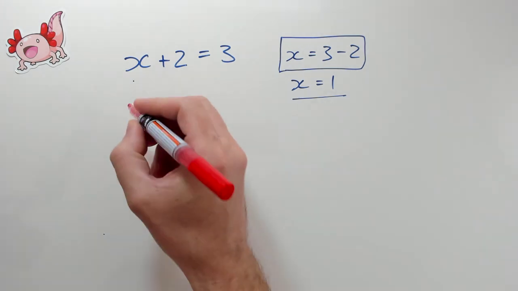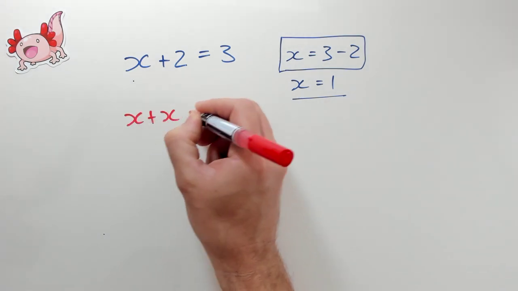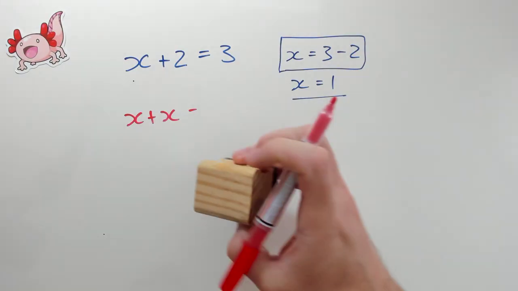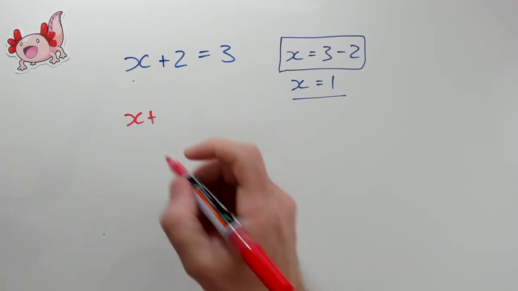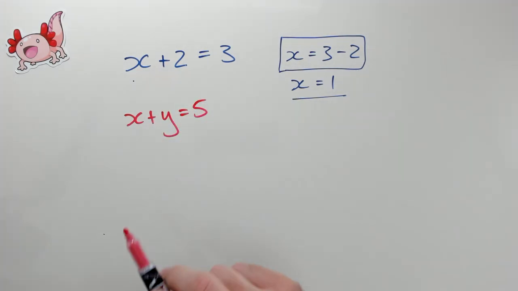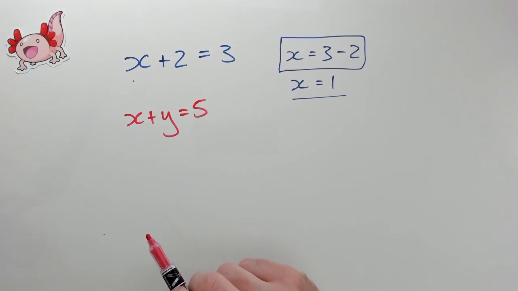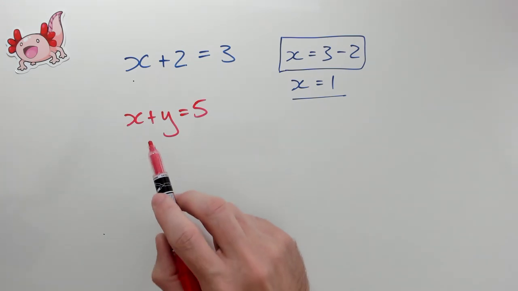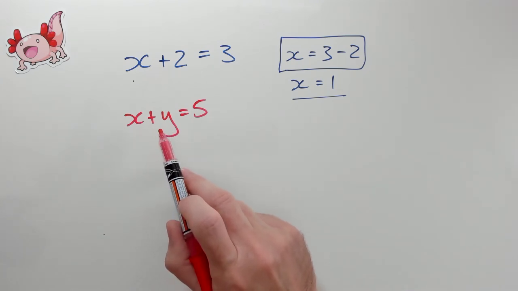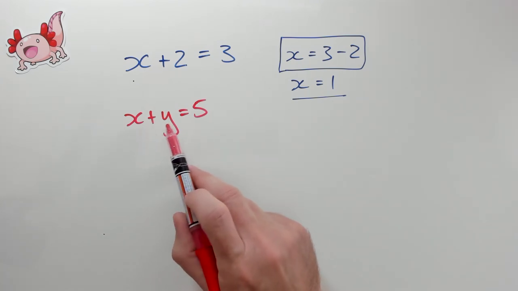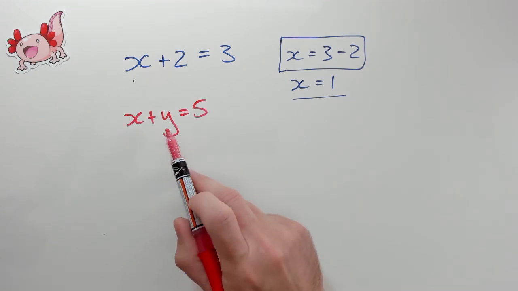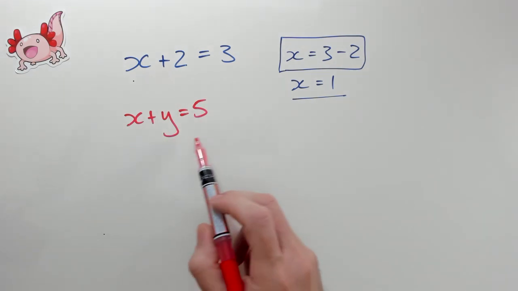If I wrote something like x plus y is equal to 5, and I asked what the answer is, you'd say the answers are infinite, because it can be 0 and 5, or 1 and 4, or 10 and negative 5. So the answers here are infinite.